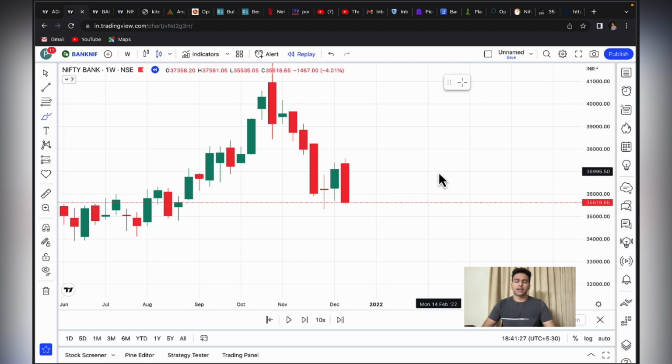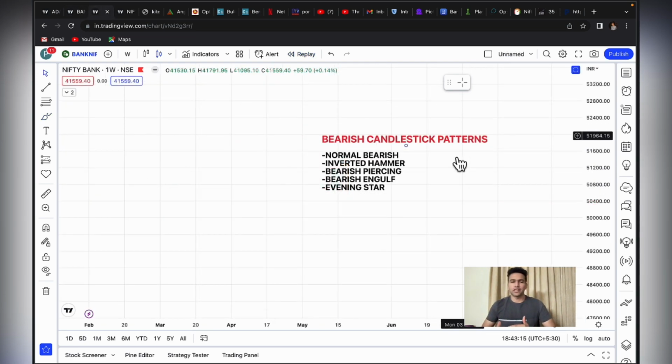The psychology behind this candle is also pretty simple, where the bulls were in control for a long time and the bears suddenly come into the picture and completely take over the power and push the market or the price down.